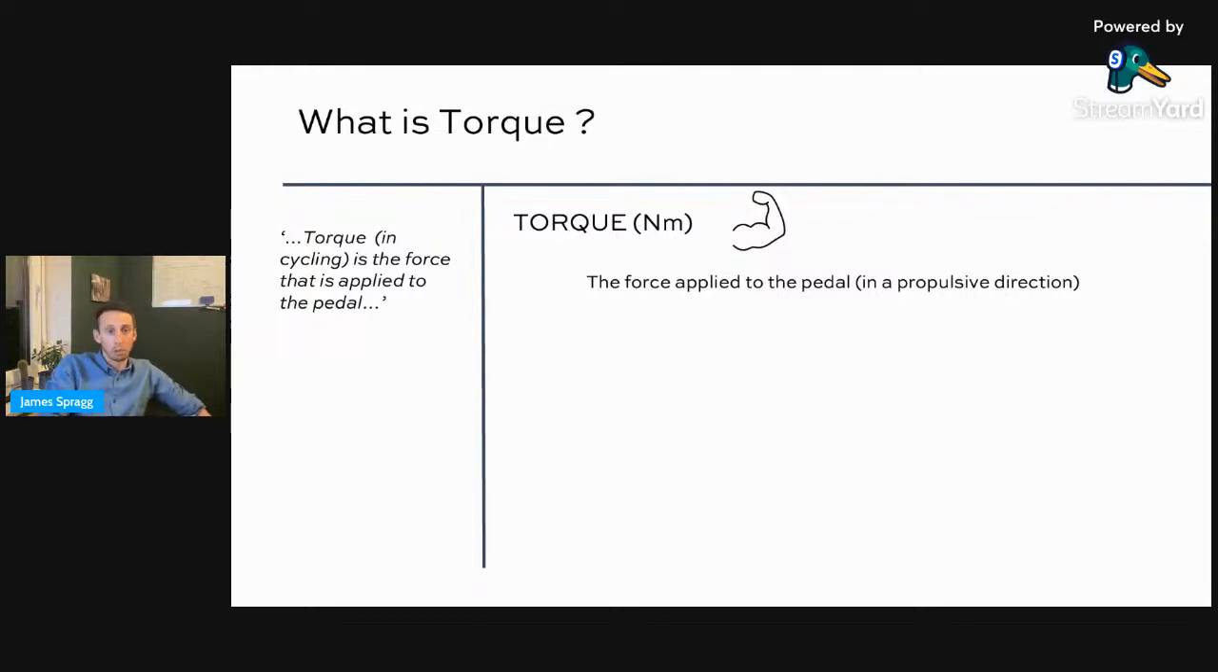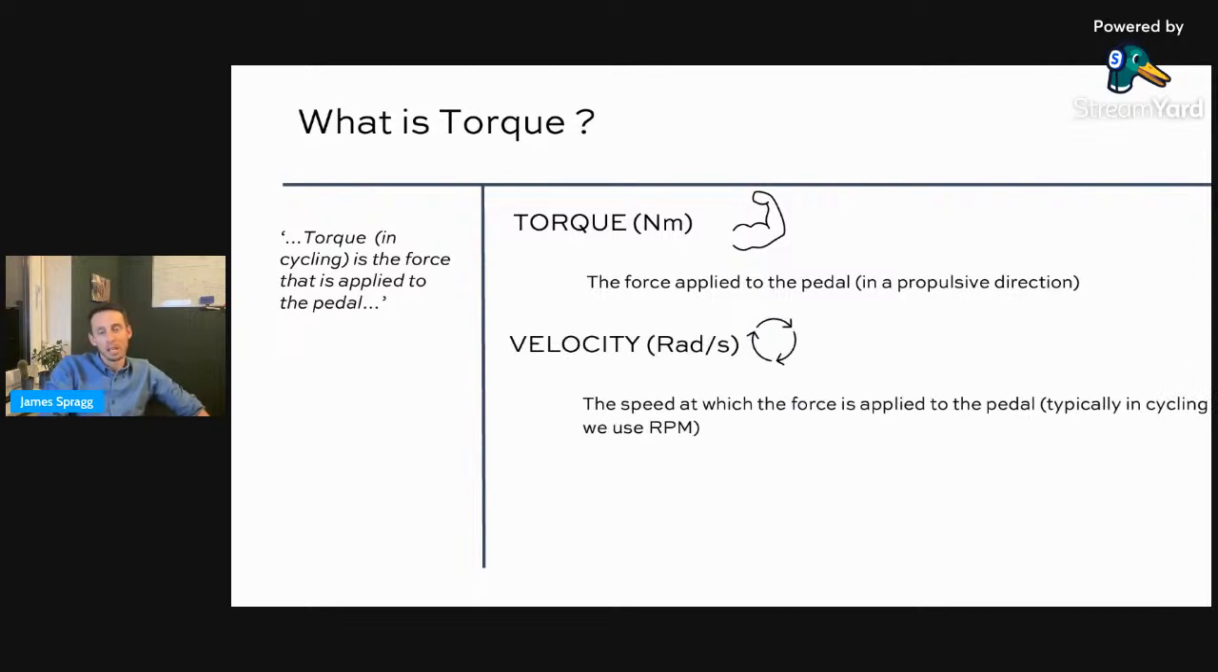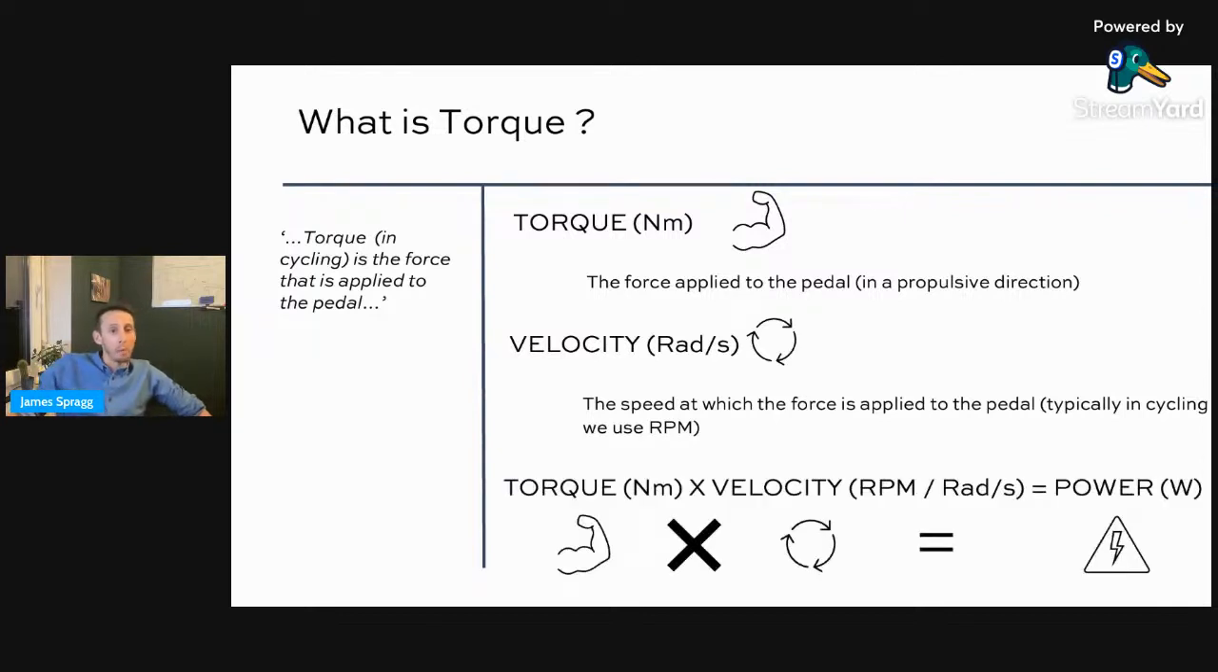Now, whenever we talk about torque, we should always consider the velocity at which it is being applied. In cycling, typically when we talk about velocity, we talk about cadence, and we typically talk about RPM. Actually, that's not quite the right unit, scientifically speaking. The right unit for that is radians per second, and a radian is essentially a section of the circumference which has the same length as the radius of that circle. Hence the name radians. So we always need to talk about torque and velocity together, and when we combine them, we get power.